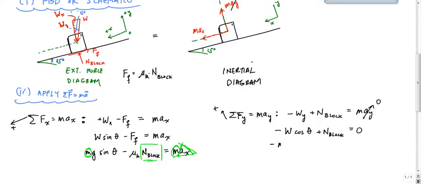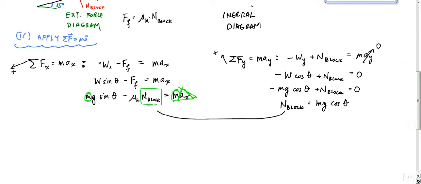So I have minus mg cosine theta plus N block equal to 0, and here N block is equal to mg cosine theta. Now I'm going to substitute this into the other equation and combine those two equations. That'll just be mg sine theta minus mu k mg cosine theta is equal to max. And look at how that works out: the masses all cancel out right here.